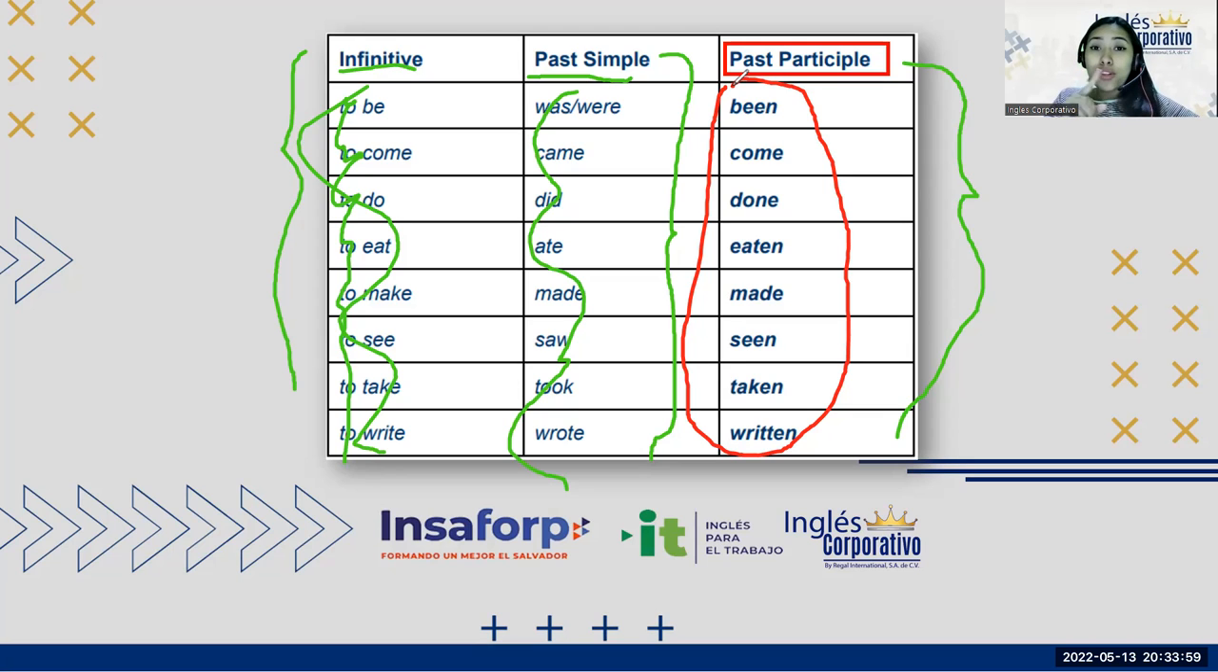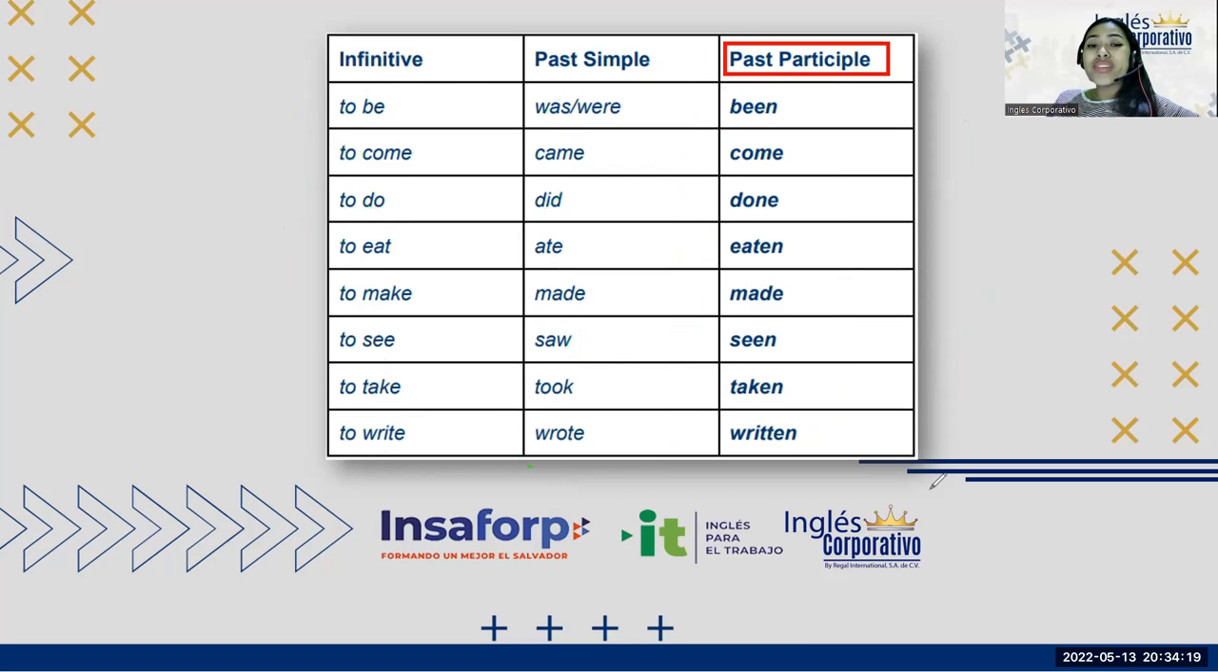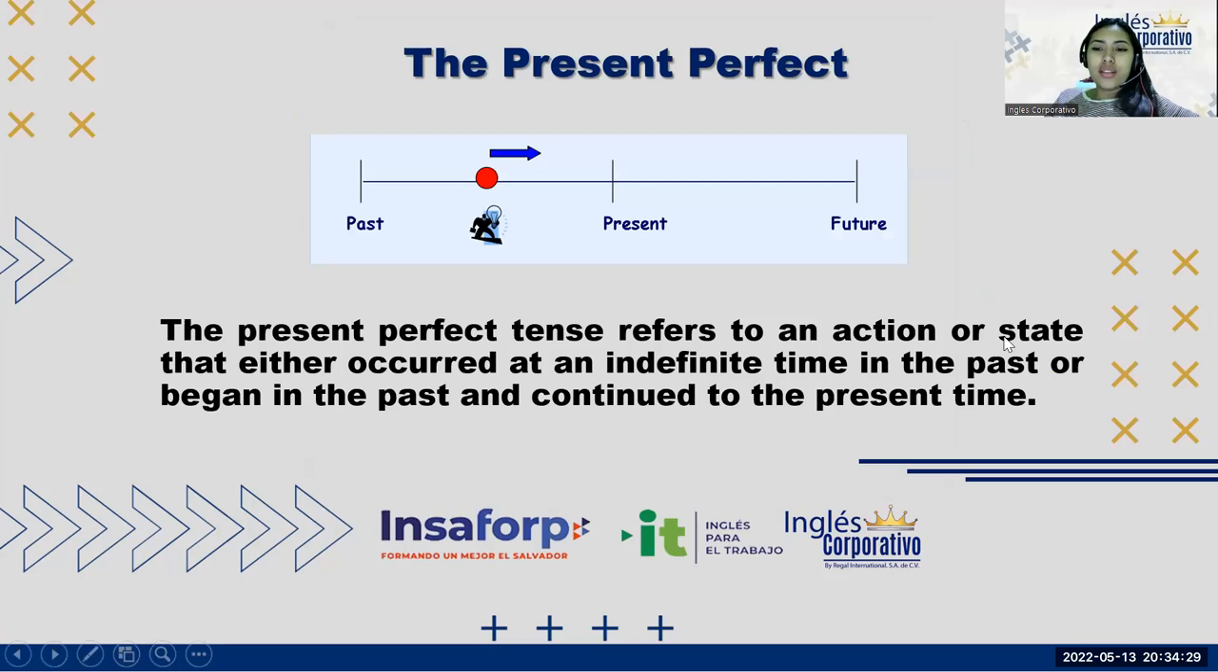¿Ok? So cuando les vaya preguntando, hey guys, what is the past participle of this verb? Let's open the list, ¿ok? Abramos la listita para que lo vayamos viendo. Ok, so guys, understanding this past participle, those are the verbs that we are going to study and use in this unit, I mean, in this topic. Ok, let me continue then, all right?